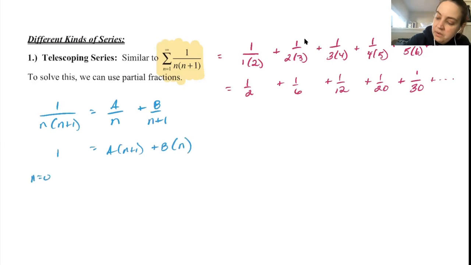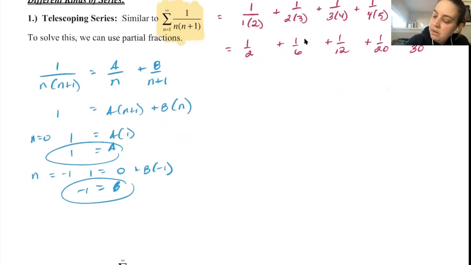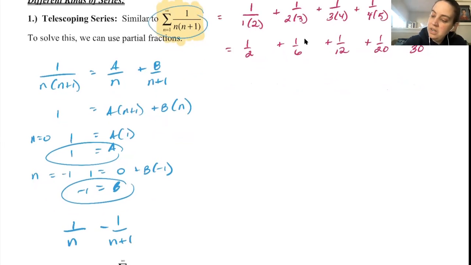Let's say n is equal to 0. 1 is equal to a times 1. So a is equal to 1. And say n is equal to a negative 1. You have 1 equals 0, b negative 1. So b is equal to negative 1. So why am I doing all of this? Well, I want to show you something. 1 over n minus 1 over n plus 1. So I can turn this expression into this expression through partial fractions. I was always somebody who needed to see it instead of just believing it. So there's your seeing it.